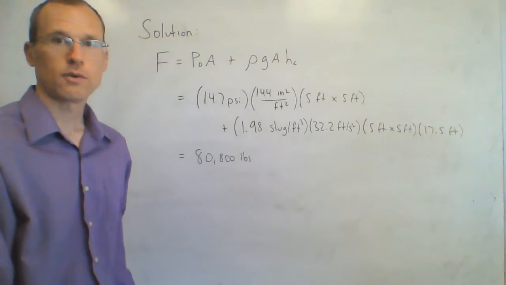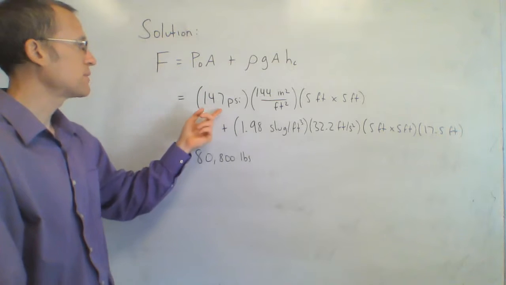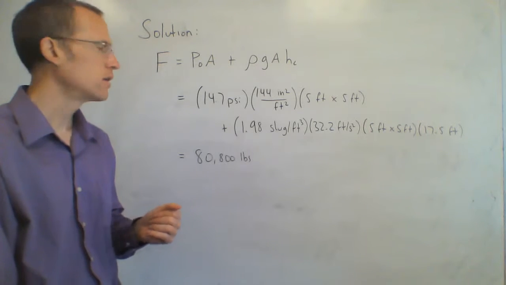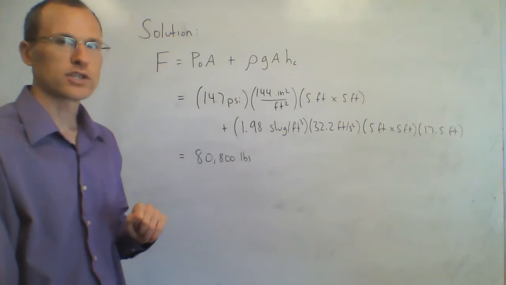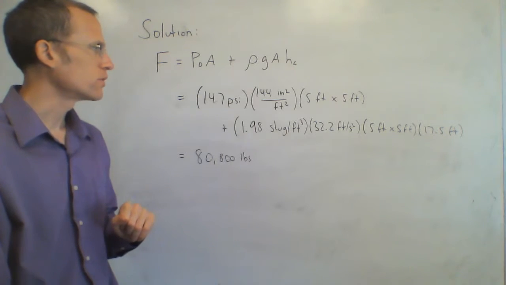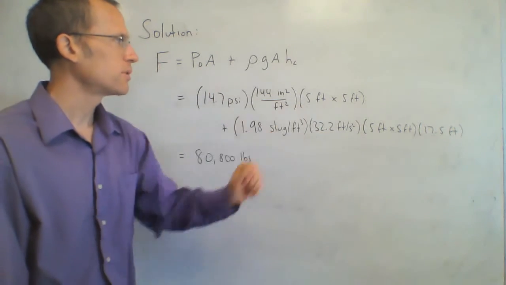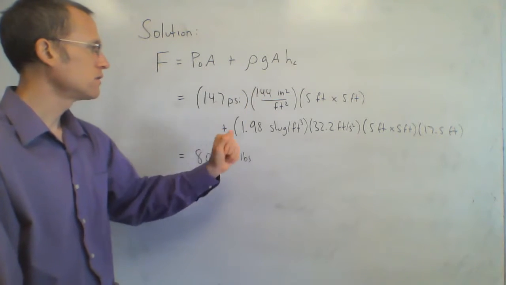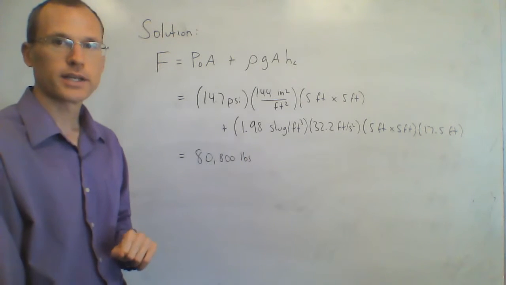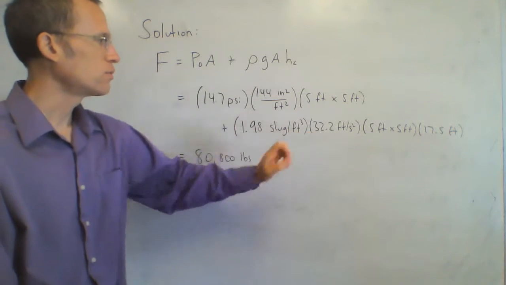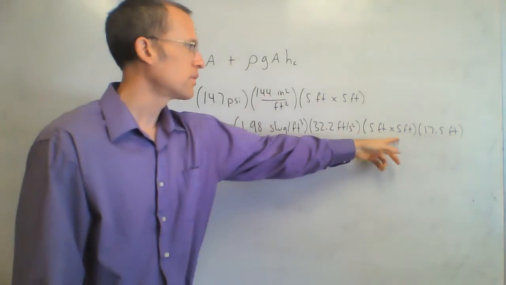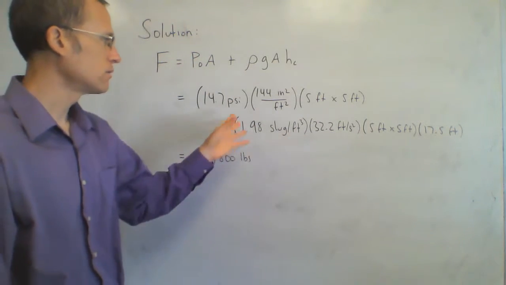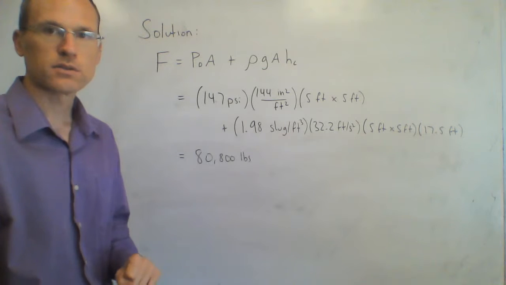So now simply plugging all my values into this equation. P0, atmospheric pressure, 14.7 psi, but I want that in psf to make all the units work out, so multiply by 144 square inches per square foot. So that's now the proper units, times the area. Area of my plate is 5 by 5, so 5 feet times 5 feet. Then plus density of ocean water, 1.98 slugs per cubic foot, gravity, 32.2 feet per second squared, area, again 5 feet by 5 feet, and this hc value that I just found, 17.5 feet. So add all that, multiply all that together, gives 80,800 pounds.